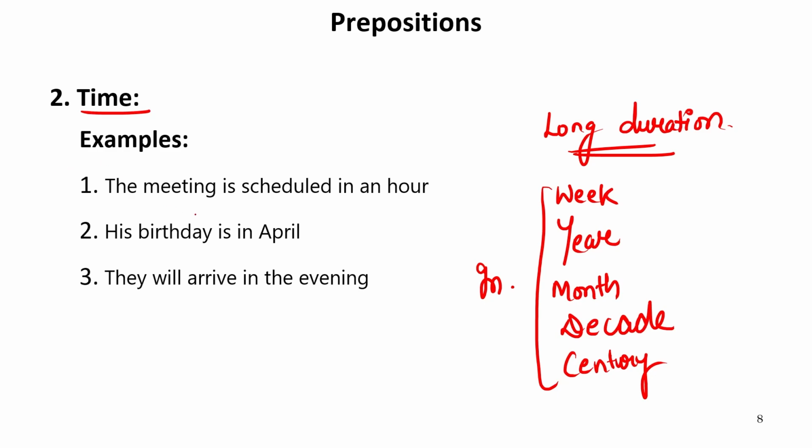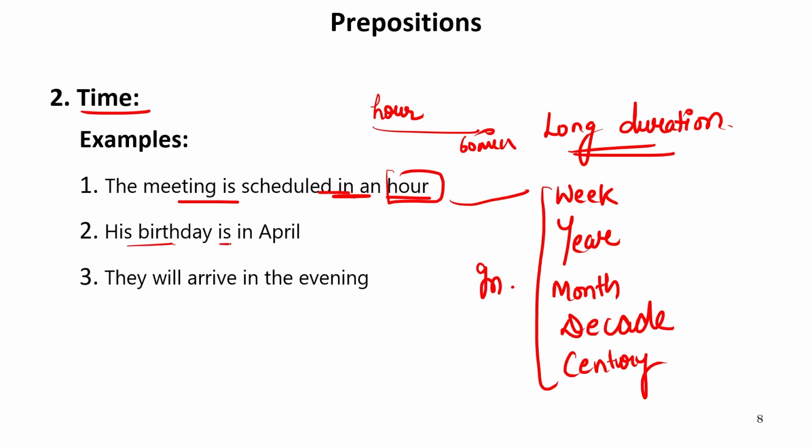For example, the meeting is scheduled in an hour. Now, hour is the shortest time duration you can see. But hour is actually a duration of various minutes. For example, we have 60 minutes in an hour. So hour is basically a duration which is going on. So in that case, we are using preposition in. We cannot say on hour. No, hour is not a particular time. Hour is actually the duration of some minutes or some seconds. So therefore, we are using in preposition before it.